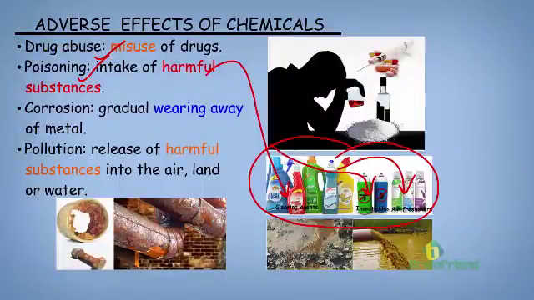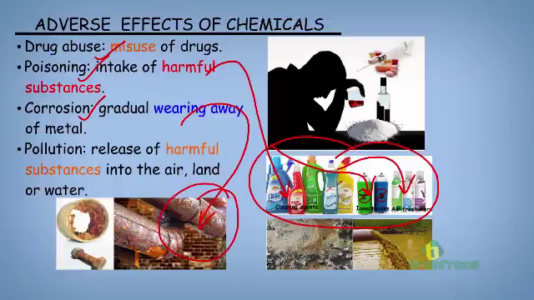Three. Corrosion. Gradual wearing away of metals. Some metals, when they come in contact with chemicals, can get corroded. You can see in this image we have underground metal pipes that have become corroded due to the activities of chemicals on them. We also have some building materials that have become corroded because of exposure to chemicals.